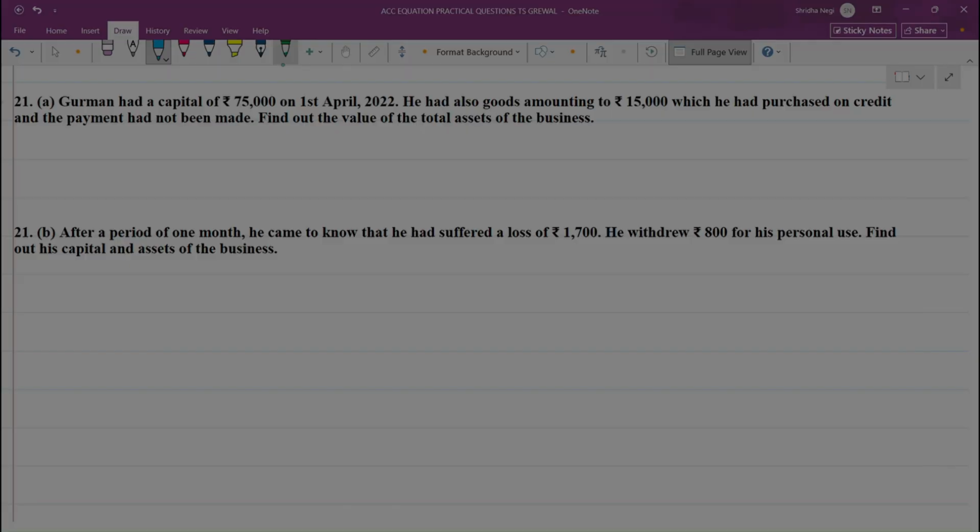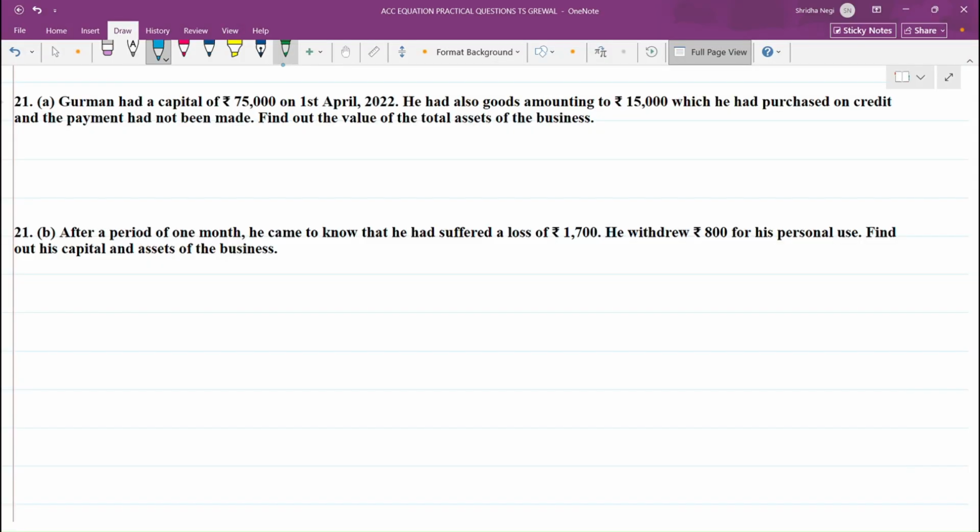Okay. Question number 21. Gurbant had a capital of 75,000 on 1st April. So this is the opening capital. Okay. He had also goods amounting to rupees 15,000 which he had purchased on credit and the payment has not been made. Okay. He has purchased goods on credit. So that means he has not made the payment of rupees 15,000. So 15,000 के उसके creditors हैं. He has to pay those creditors. Okay, find out the value of the total assets of the business.